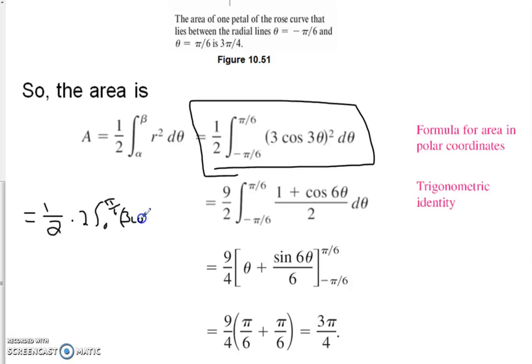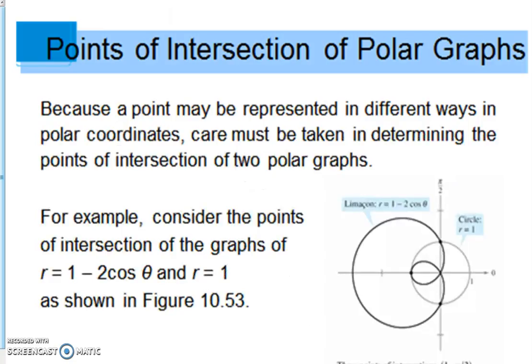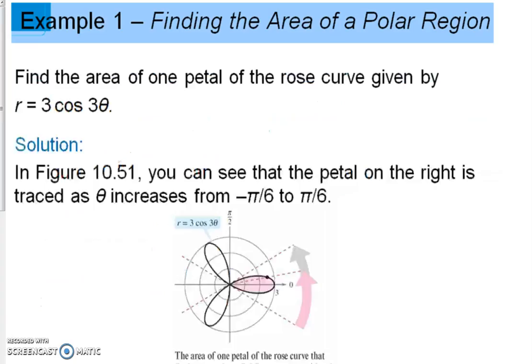Cosine 3 theta quantity squared, and don't forget the d theta. You're going to see that these two things would be equal to each other, and the only problem is you're going to get a decimal answer instead of 3 pi over 4. Okay. All right. This points of intersection, I am going to start another lesson with this, so we'll look at that in just a sec.